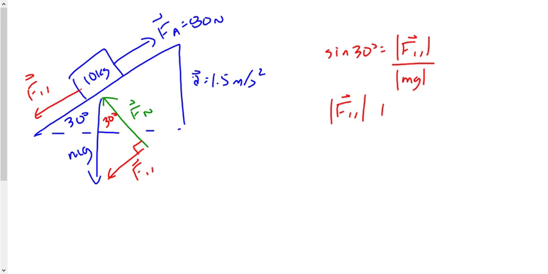So what do we got here? 10 times 9.81 times sine 30. I think that one works out to be 49.05. All right? 49.05 newtons.